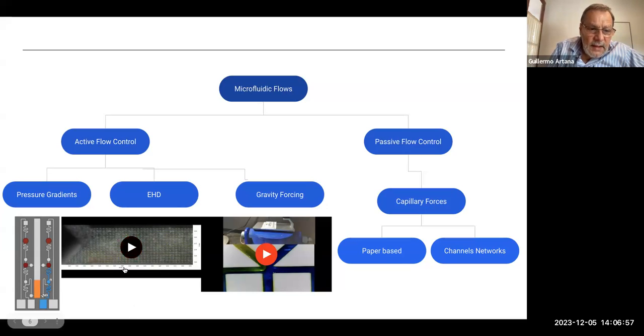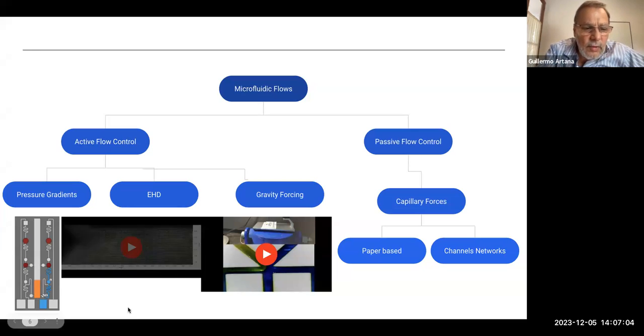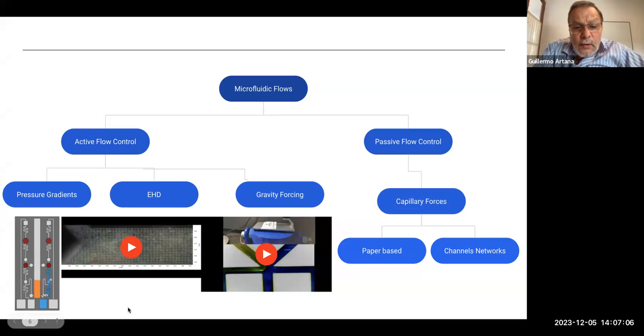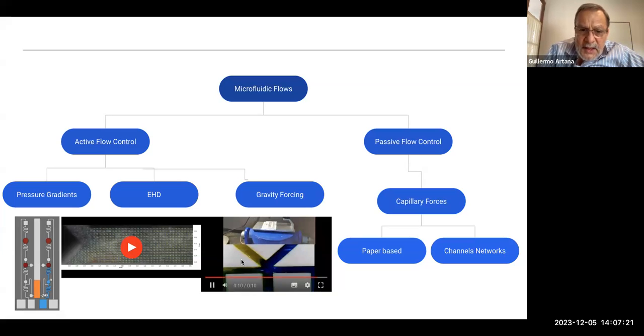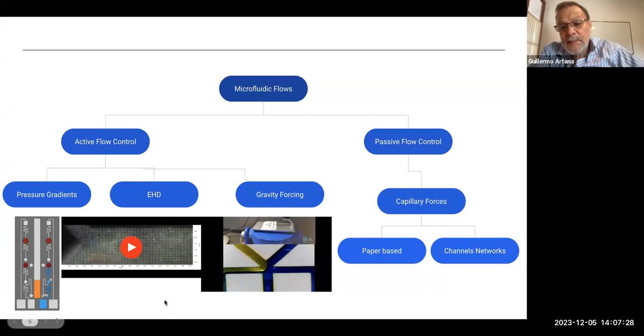Here you have a video in which you can see the effect of electrohydrodynamics. That means that you incorporate an electric force to the fluid, or you can also tilt the platform and take advantage of the gravity force. There we're tilting the platform, and you can see in a junction the movement of fluids in one sense and in the other.